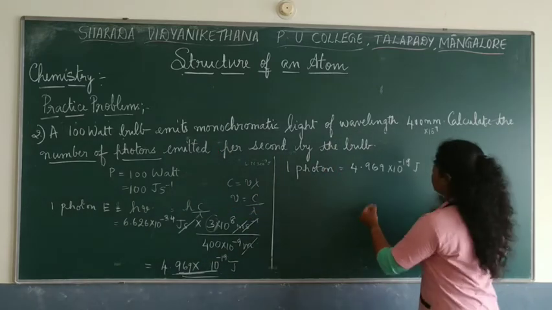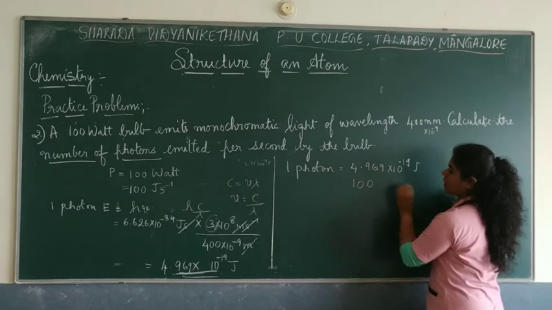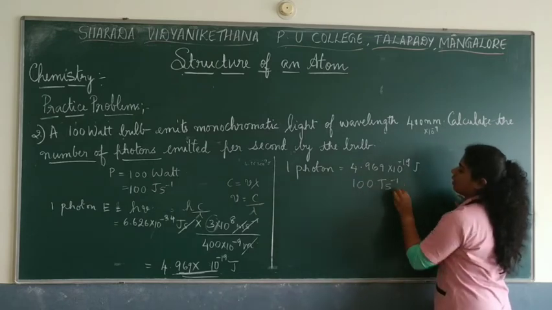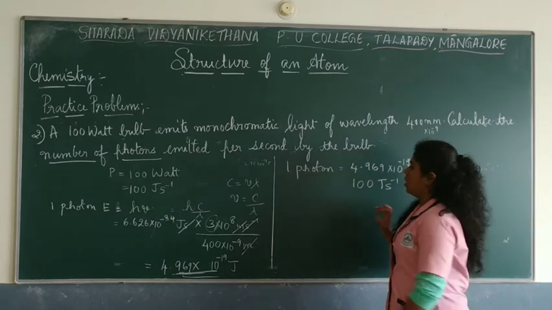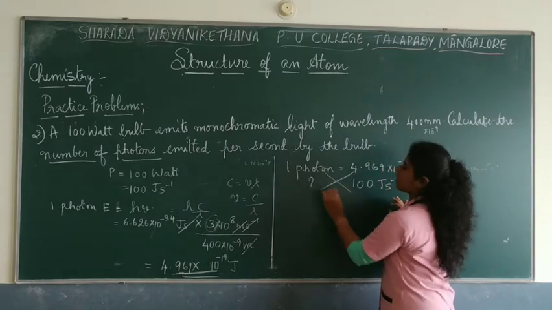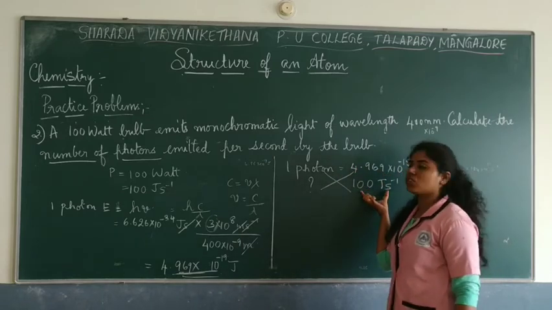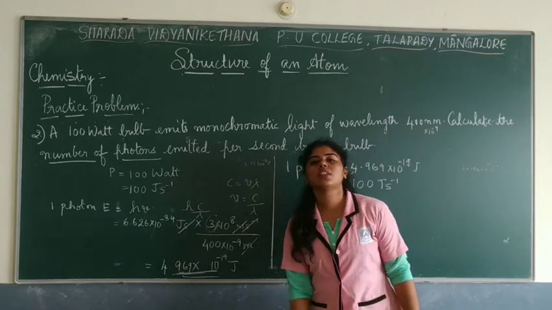Right? So 100 joules per second, that's the energy. How many photons are emitted? Hope this is clear. So how many photons? That gives a number for us. For one photon there is so much energy. For 100 joules per second, so much energy. What's the number of photons?